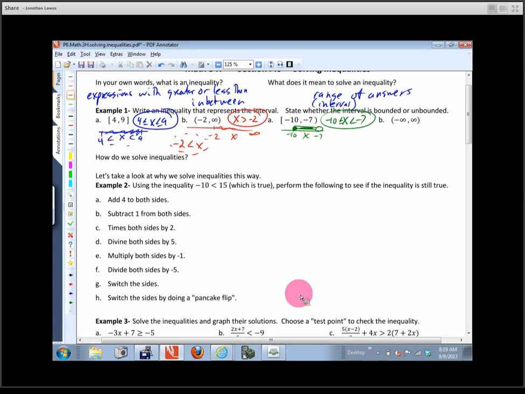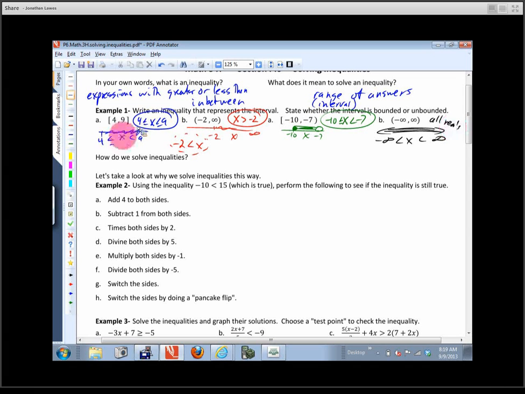Okay, and then let's take a look at the last one. This is from -infinity to infinity. Okay, this is the whole number line. This is everything there. So we could write x in the middle and then plus or minus infinity there. Okay, or we could just say this is all reals, right? That would work also.